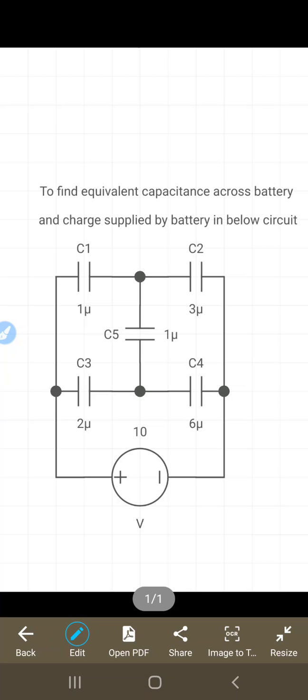In the given capacitor circuit, we have to find the equivalent capacitance across the battery of 10 volt and the charge supplied by the battery in the circuit below.